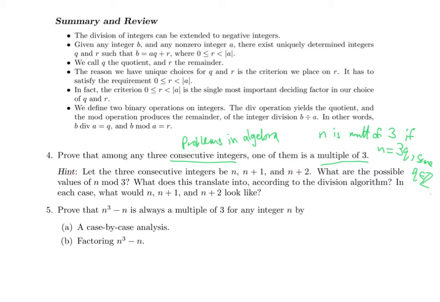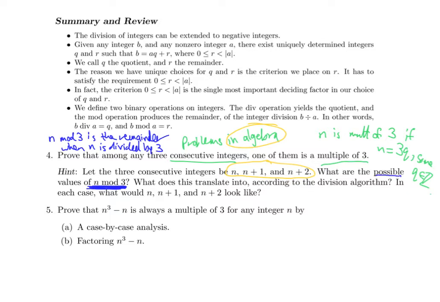They give us a hint though. Let the 3 consecutive integers be n, n plus 1, and n plus 2. Well, that kind of matches up with what I remember doing in algebra whenever I had a problem involving consecutive integers. Then the hint continues to say, what are the possible values of n mod 3? Okay, I need to review n mod 3. What was n mod 3? N mod 3 is the remainder when n is divided by 3. It's asking, what are the possible values of n mod 3?